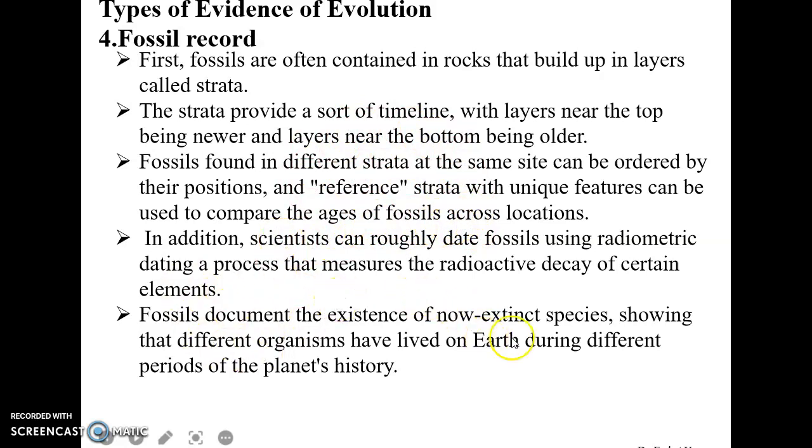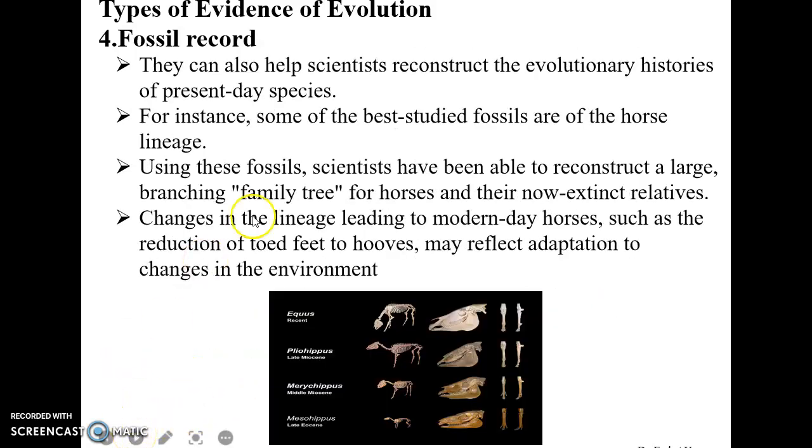So fossils document the existence of extinct species, showing that different organisms have lived on Earth during different periods of time. They can also help scientists reconstruct the evolutionary histories of present-day species. Here you can see in the figure. Using these fossils, scientists have reconstructed a large branching family tree for horses and their now extinct relatives. This figure indicates the family tree of the horse and its extinct relatives.